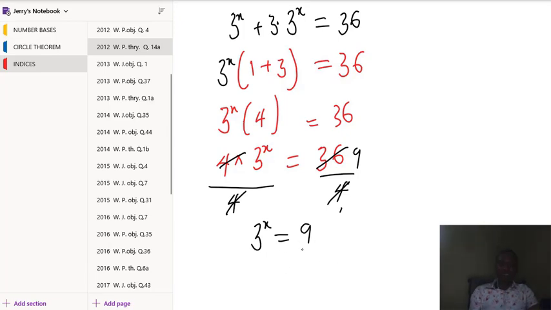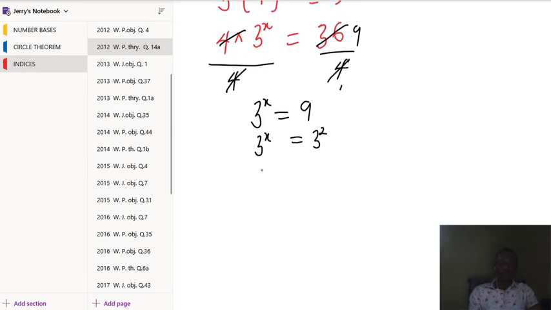And 9 can also be written as 3 exponent 2. So we have 3 exponent x equal to 3 exponent 2. Looking at this, because the bases are the same, we have the base here to be 3 and also the base here to be 3, so we equate the exponents. So x will be equal to 2, therefore x is equal to 2. This is the process you go through to solve for x.